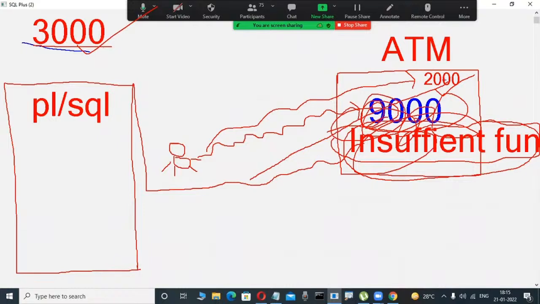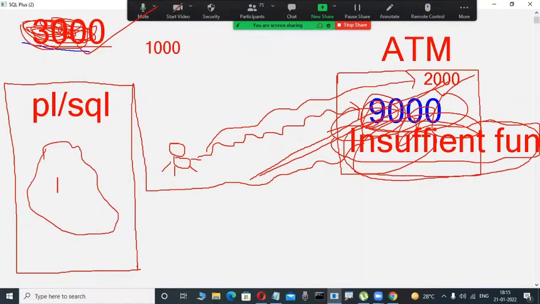Now, whenever we withdraw 2,000, what is the available balance? Here 3,000 minus 2,000 is 1,000. That I want to affect in my database. Otherwise, if you withdraw 2,000 and still 3,000 is available, the total banking system collapses. All those transactions are written through coding only. That's why for this type of coding, PLSQL developers are required in a project.